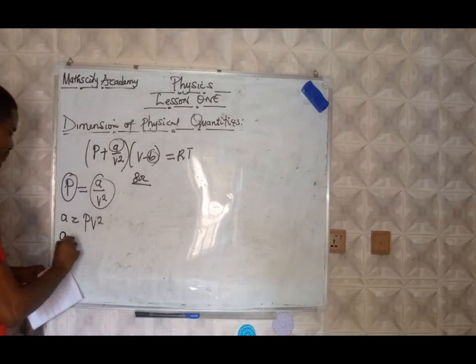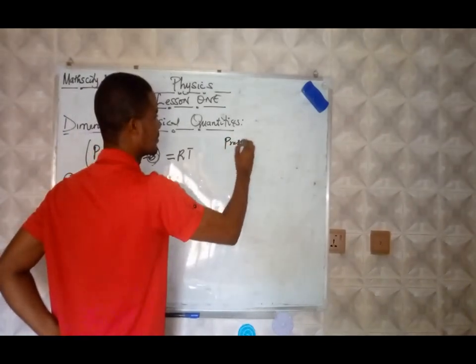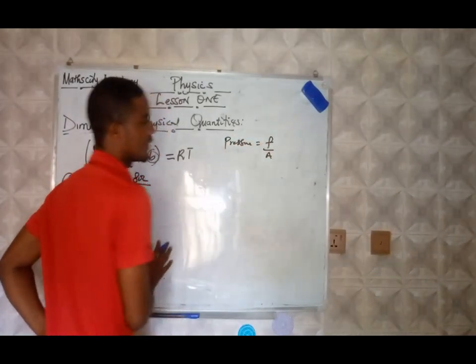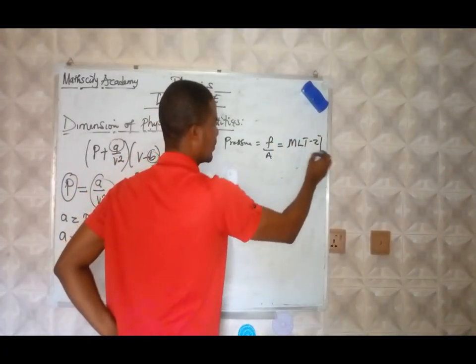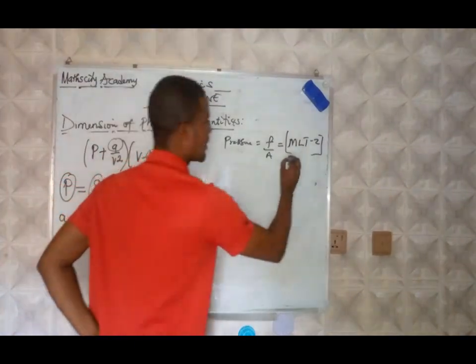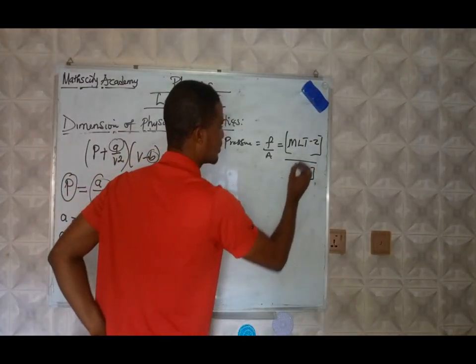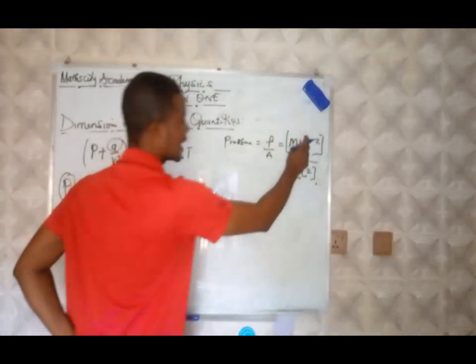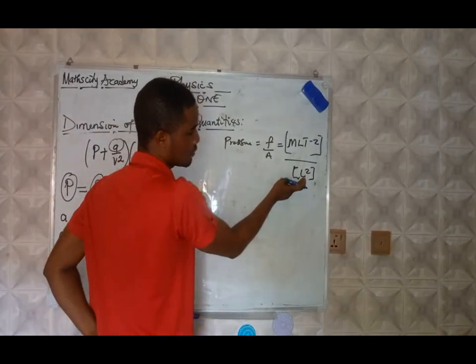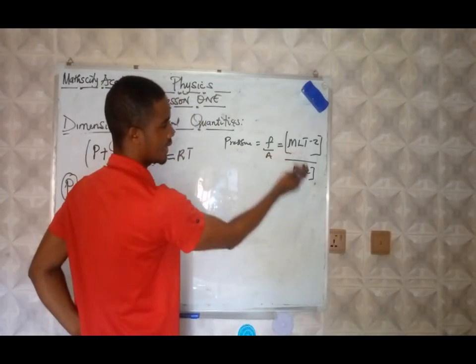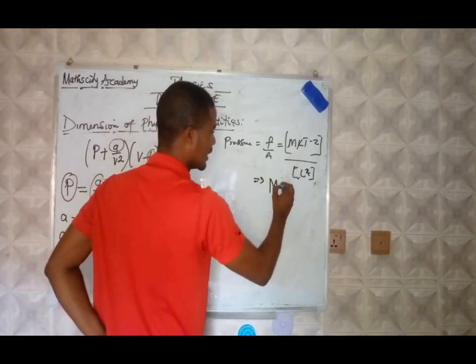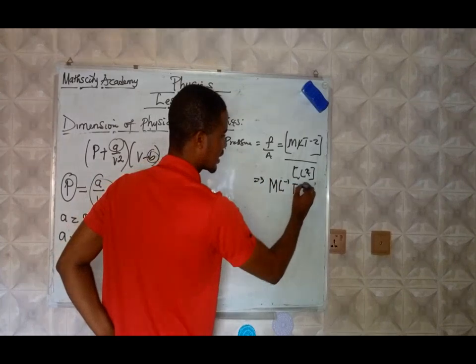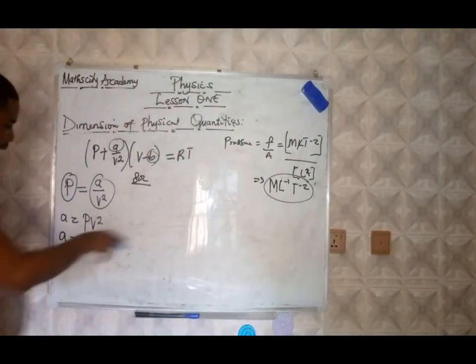Since P is pressure, remember, pressure is equal to force over area. The dimension for force is MLT to the power minus 2, while the dimension of area is L squared. I hope we still remember that. So if I have this over this, there is 2 L down and 1 L up, so this takes away this. That means the dimension for pressure becomes M L to the power minus 1 T to the power minus 2.